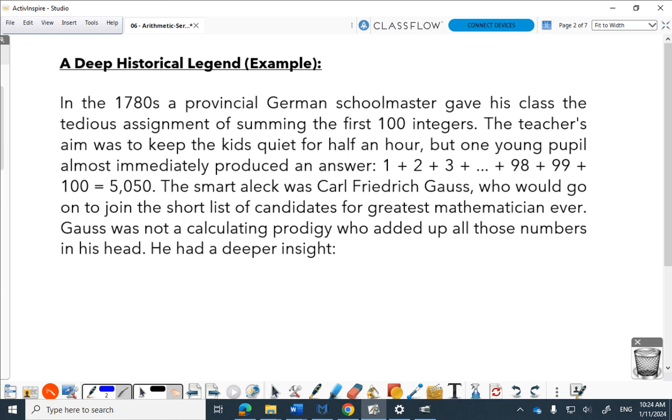Here's the story. In the 1780s, a provincial German schoolmaster, you can imagine, a German schoolmaster, tough. And back then, you know, they didn't put up with anything. They weren't battling about phones. You sat still, you looked forward, you did your work. It was intense. He gave his class a tedious assignment of summing the first 100 integers.